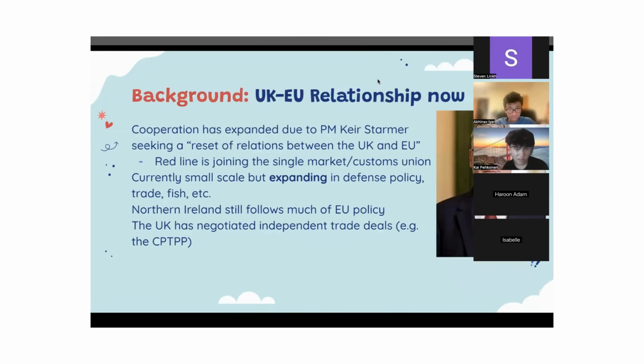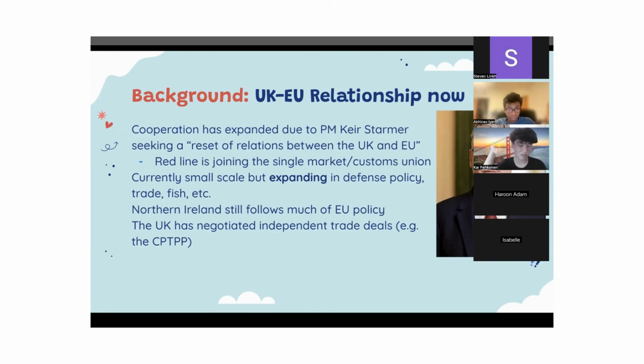Awesome. Next, we're going to talk about the UK-EU relationship now, which is really key, especially as you're looking at the uniqueness picture of things as to what's happening right now. Recently, cooperation has expanded due to the Prime Minister, Keir Starmer, which is also a figure you should know. If there's cards talking about Starmer specifically, it's likely referring to new UK policies being put into place. Right now, Starmer is seeking a reset of relations between the UK and the EU.